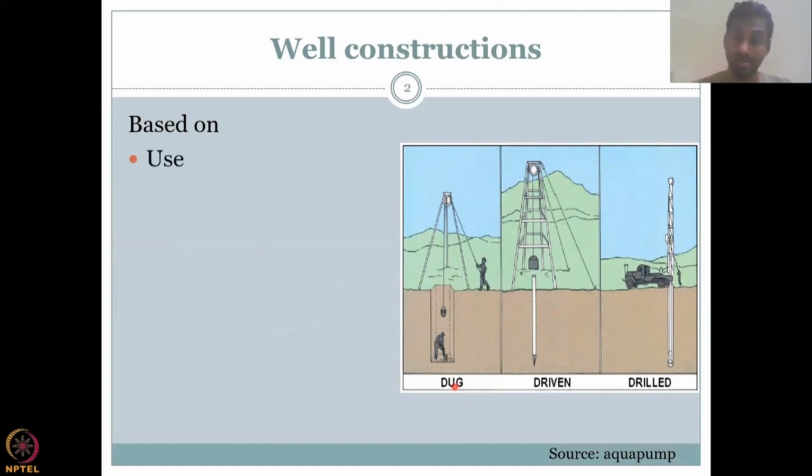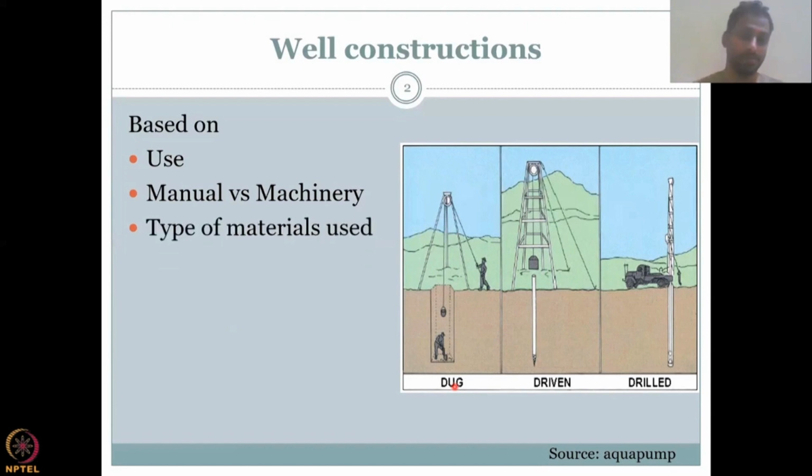So let's see what these are based on. The well construction is also based on the use. As I clearly said, how much water you need. Is it for agriculture, domestic, or industry? And based on that, the well construction type also differs. It also differs between the manual versus machinery. Please understand that when it becomes machinery, there is a lot of money you have to spend to take the water out and to make the well. Our manual methods are much cheaper. You're only putting your time, so your labor cost is not accounted for.